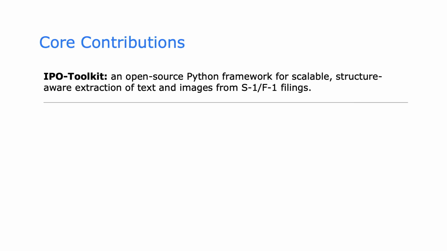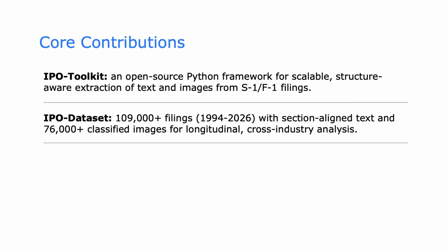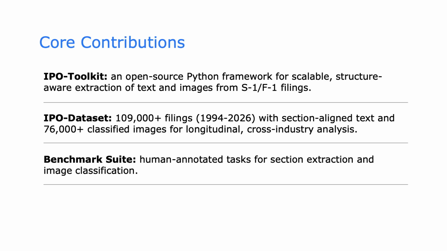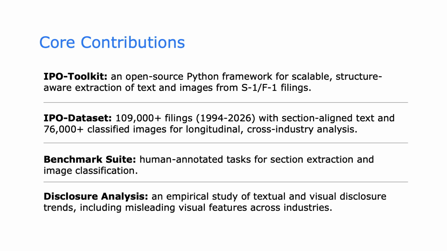Towards solving this problem, we introduced IPO Toolkit. It is an open-source Python framework built on the SEC Edgar API for scalable, structure-aware extraction of text and images. Using the toolkit, we built IPO Dataset, which contains over 109,000 filings from 1994 to 2026, with section-aligned text and over 76,000 classified images. Using the dataset, we built a benchmark suite of human-annotated tasks for section extraction and image classification. We also provide a disclosure analysis of textual and visual disclosure trends, including a quantitative evaluation of misleading visual features across industries.